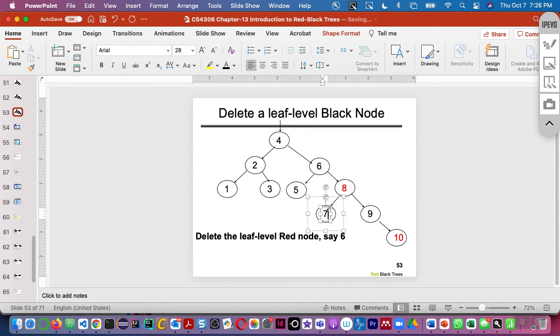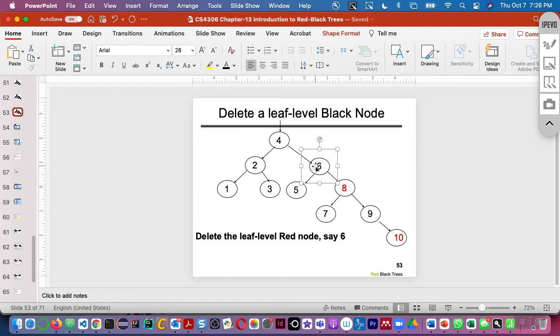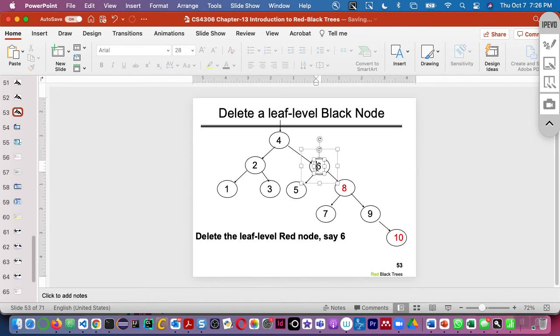Then let us see. I am not sure, but it will make that one 7, and then 7 will be replaced by nil. Now let us see what happens. 1 2 3, 1 2 3, 1 2 3, 1 2 3. It is good in that case. There is no problem.